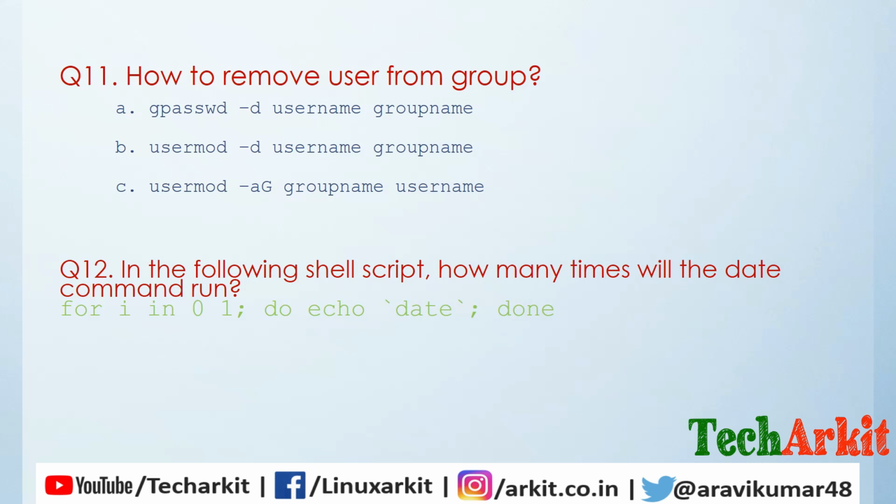The question number 12, in the following shell script, how many times will the date command run? So there is a shell script which is in a for loop, for i in 0 1, do echo date, done. So this is a simple for loop, so you can just run that for loop and you will get the answer over there and guess it. The option A is 0, option B is 1, option C is 2.